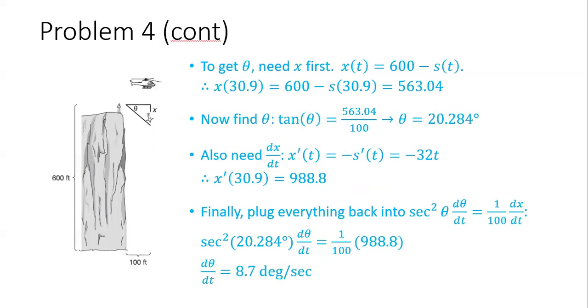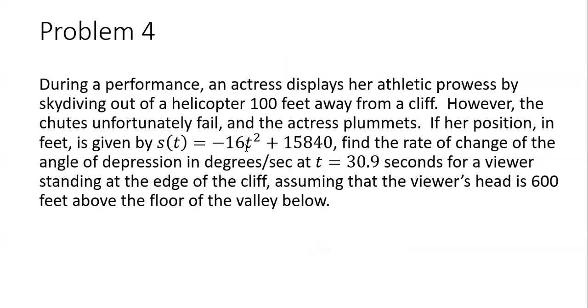Okay, but anyway, to get theta, we need to get x first. So this distance, this is where the 600 comes in. At time equals 0, the person is at exactly 600 feet. And then as time passes, that's the free fall equation that they gave us. If you know physics, this should look familiar. Minus 16t squared is the portion due to gravity, because if you differentiate, the derivative is minus 32t, right?